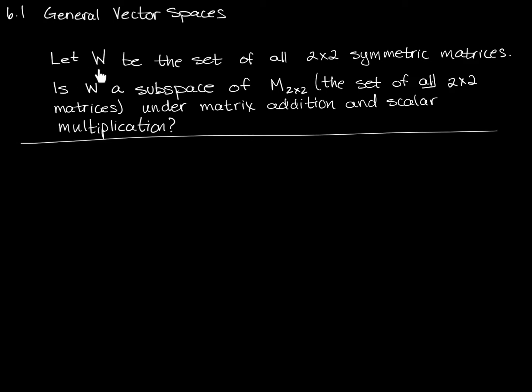Okay, here is another example. I'm going to let W be a collection, or a set, of all 2x2 symmetric matrices. Now, I don't think we've talked about what symmetric matrices are, but I'll just tell you here, this is just an example. So a symmetric matrix is one that's equal to its own transpose. So for example, if I had 1, 2, 3, 4, let's call that matrix A, then A transpose is going to be equal to 1, 3, 2, 4.